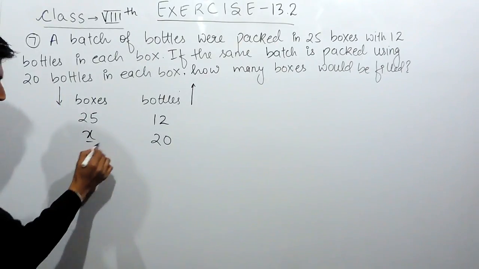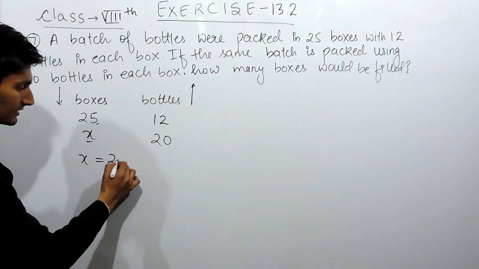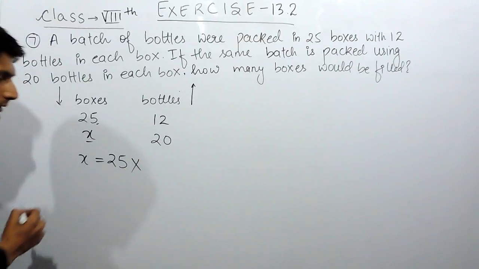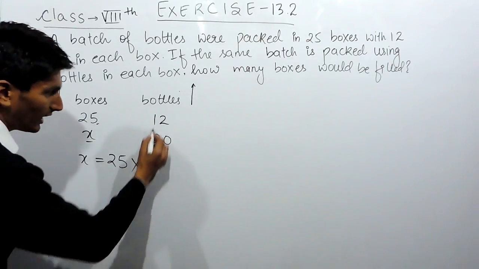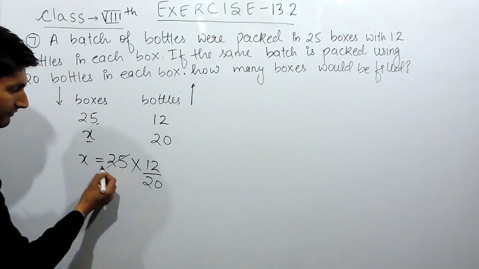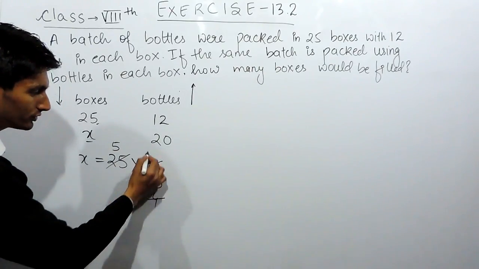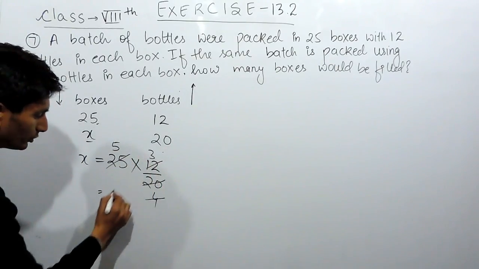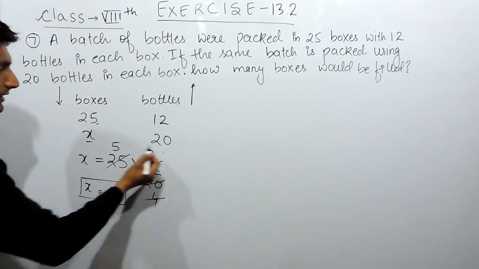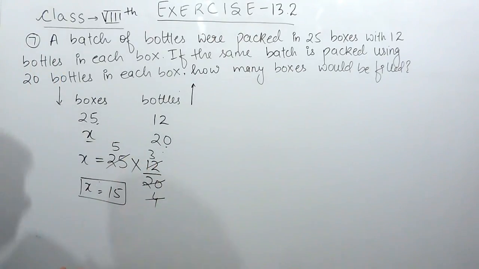To solve this, we write the variable equals to the value above, but since this is indirect proportion, it should be written here, and we have to multiply. Now this value will be written as it is. Now you can cancel 5 times 5, 4 times 4, 3 times, and this is 5 into 3, 15. So the number of boxes required should be 15 when we pack 20 bottles in each box.